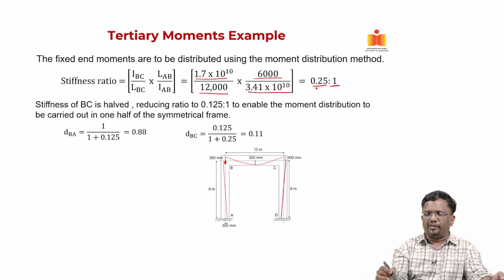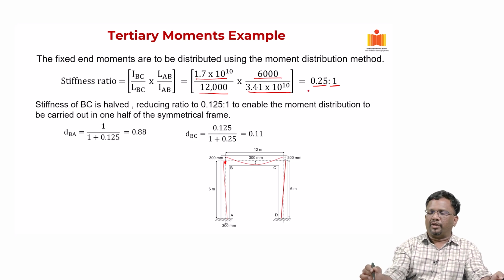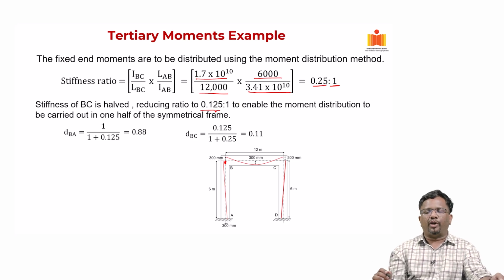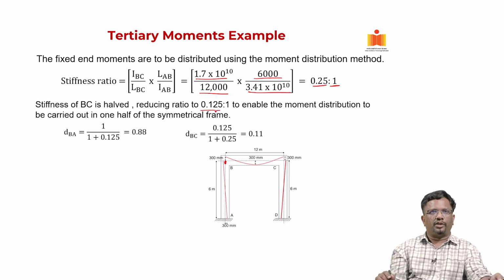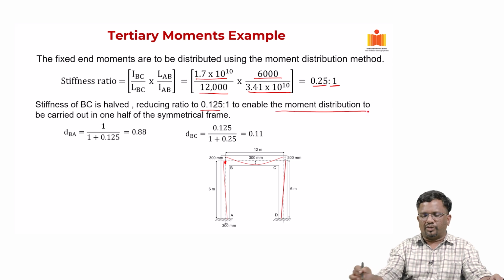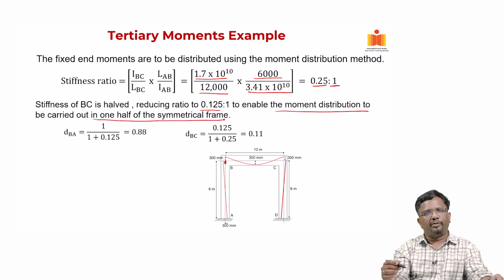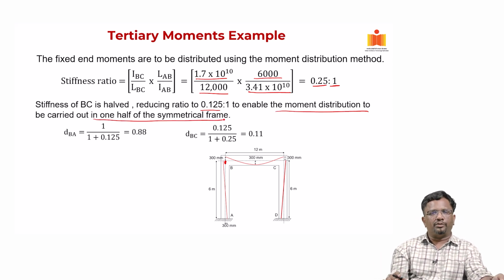So, then the stiffness, if I take L as L_BC by 2, then the stiffness will become further reduced into half. So, the ratio will become, instead of 0.25:1, it will become 0.125:1. So, that we can do moment distribution only for half of the symmetrical frame. So, this is all idealization that you can do. You would have learnt it in your structural analysis.